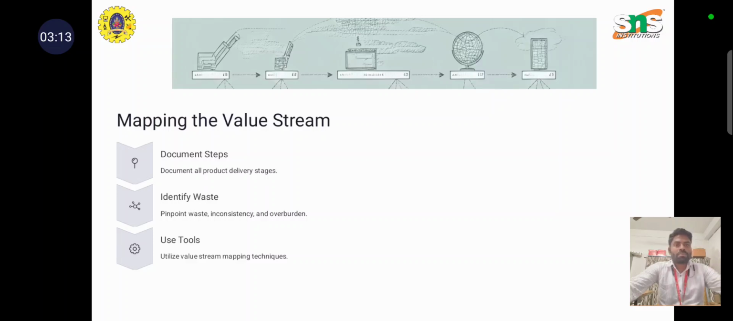The next one is mapping the value stream. It starts with documenting the steps, that is, the preliminary processes required. Then identify the waste that will occur during the process, and identify what kind of tools, equipment or manufacturing tools are to be used. So these are what mapping the value stream involves.